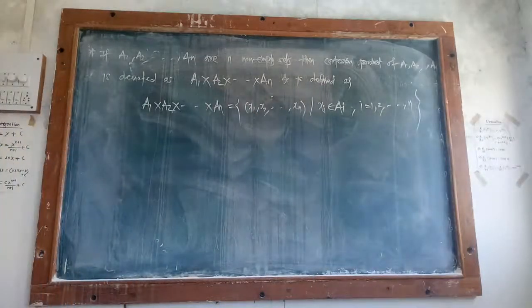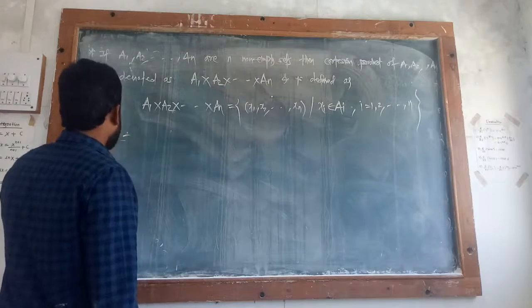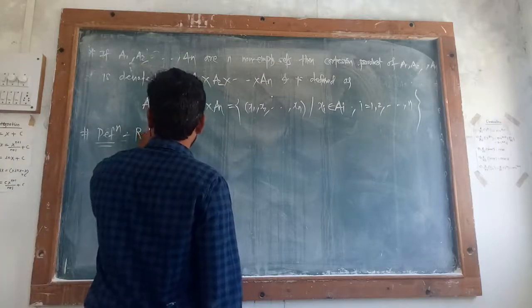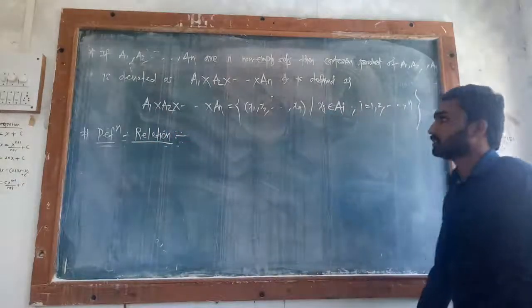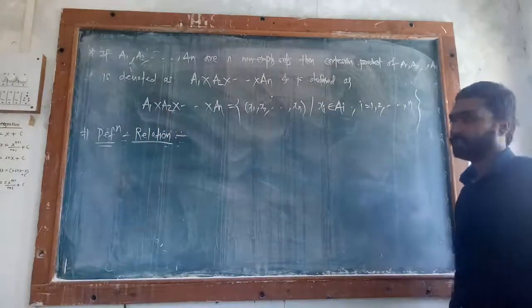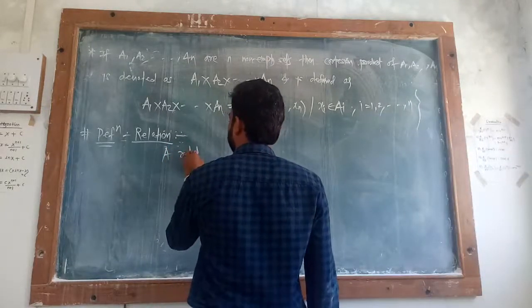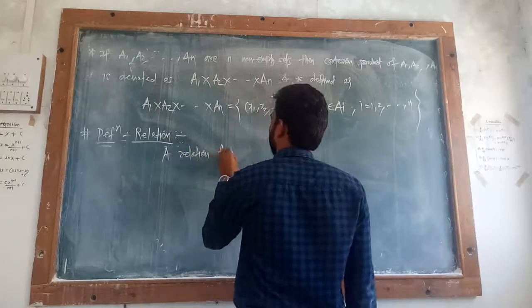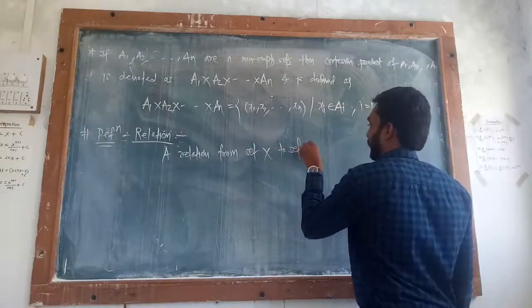Now I am going to take what is meant by relation. So the next definition is relation. What do you mean by relation? Second definition: a relation from set X to set Y.